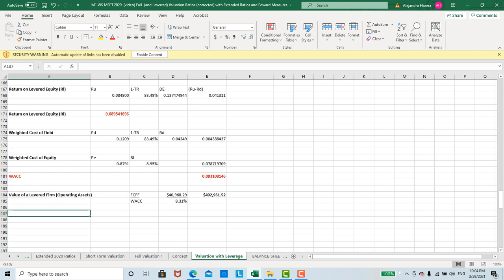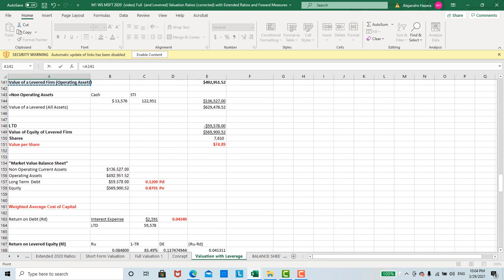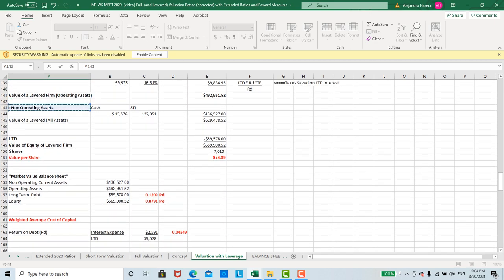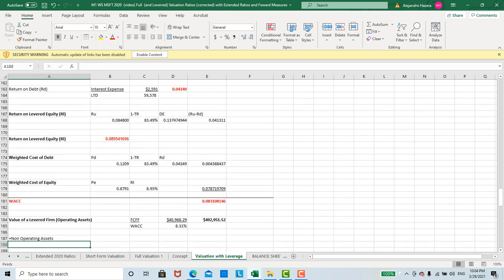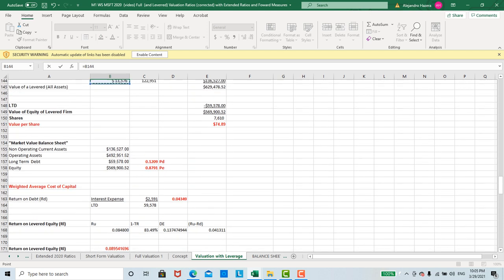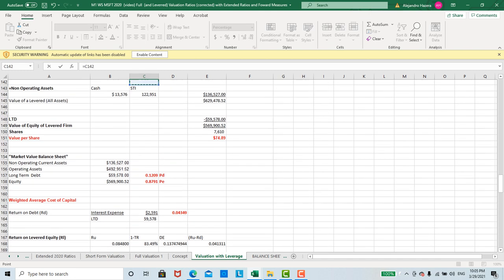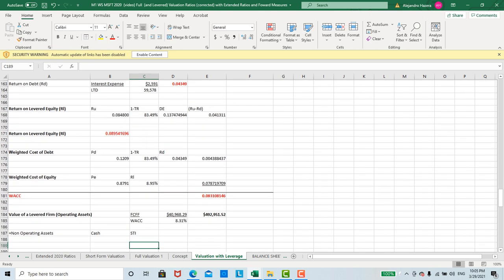We've got the value of a levered firm, the operating assets of a levered firm. We can do whatever we want. Now we're going to add in, I'll use the same title as I did up here, the non-operating assets. We'll take out the debt later. We'll add in the non-operating assets, one which is the cash, and one which is the short-term investments.